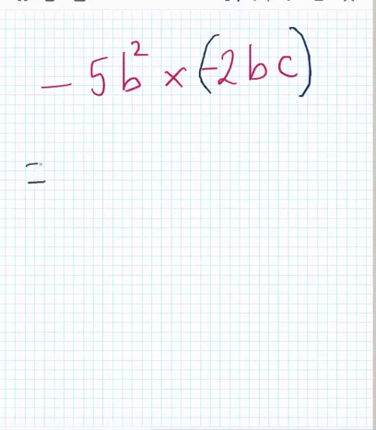So all we're going to do is multiply our numbers first. So we've got negative 5 times negative 2. Well, 2 negatives will make a positive, and 5 times 2 is 10. And I can cross that off.